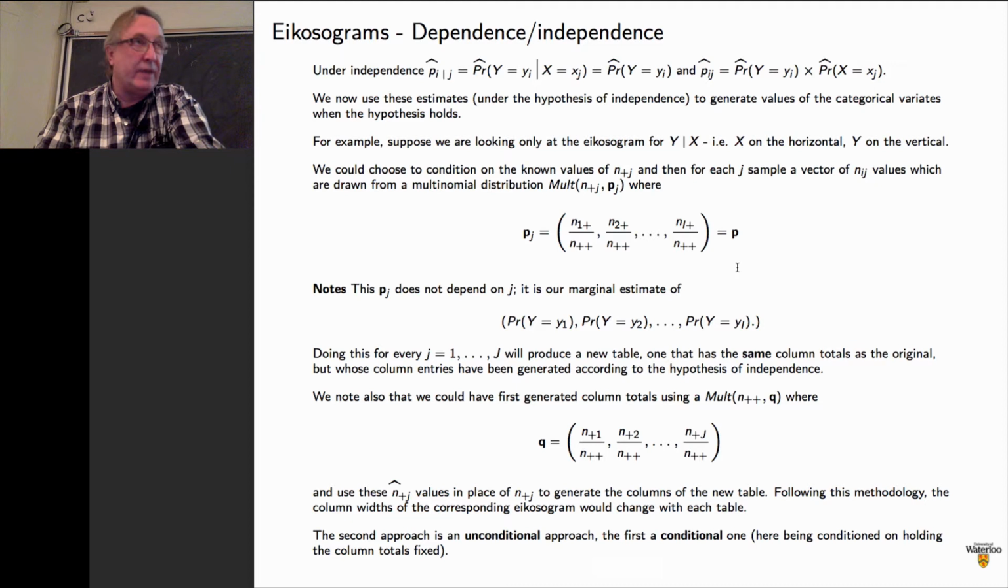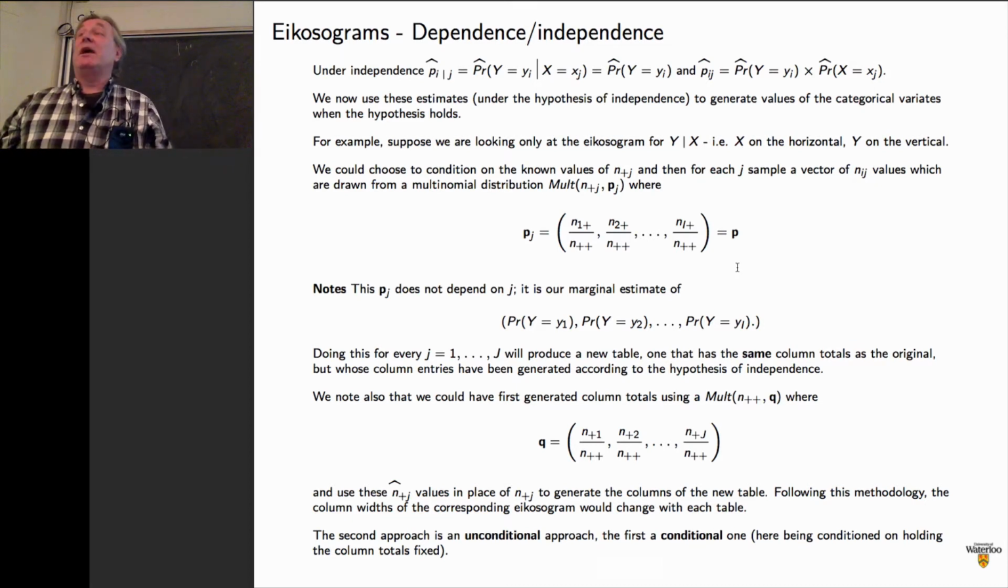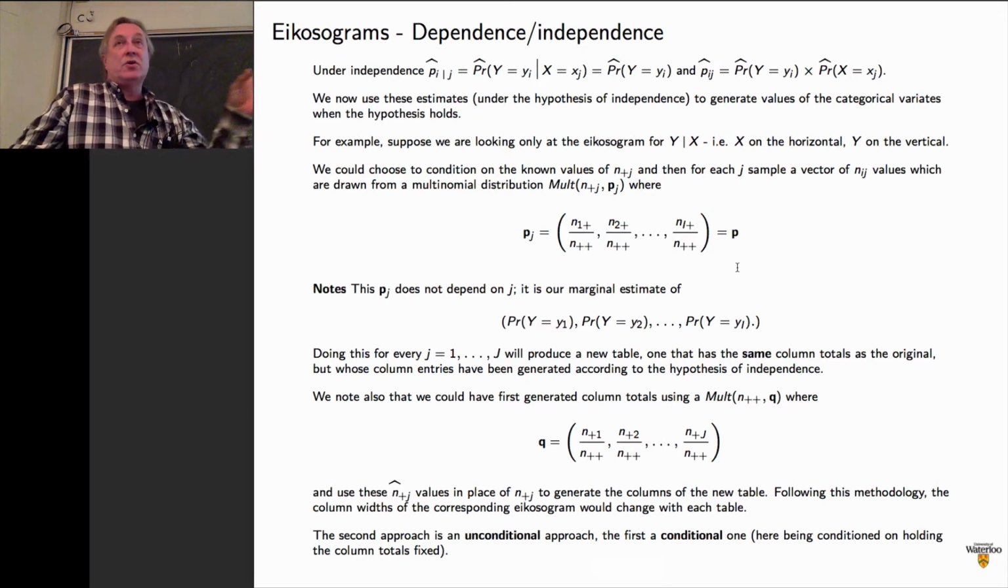So if I have that, I know how to do that. I can generate from a multinomial distribution. I can just get some counts given those probability vectors. So now, for fixing the totals of the x's, I can generate new y counts for each x from the same multinomial distribution, because the x shouldn't matter. All it's fixing is the total number of counts. Okay, so that's one way of doing the generation.